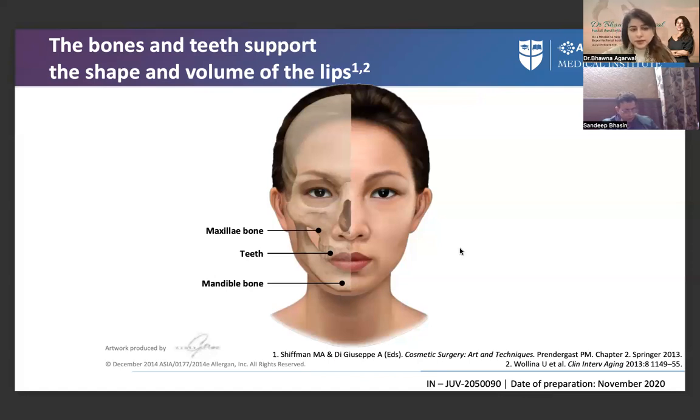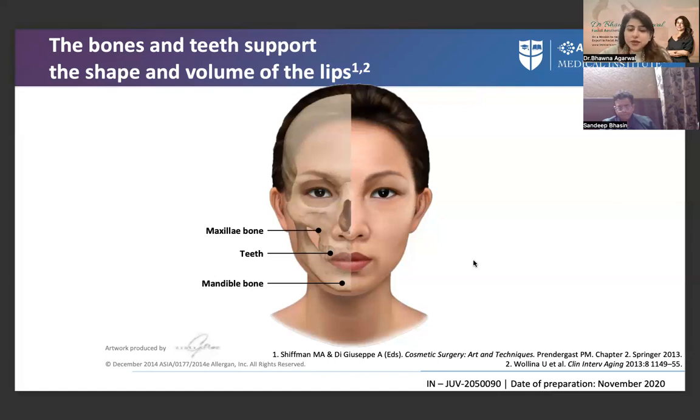And in some individuals, they will need orthodontic treatment before getting lip filler done. Ideally it should be like that, but most often it's not very practical, because if someone is coming for lip filler, you can't tell them, okay, take 1 year off and first take orthodontic treatment and then come for lip filler. Ideally it should be like that, but usually it is not.